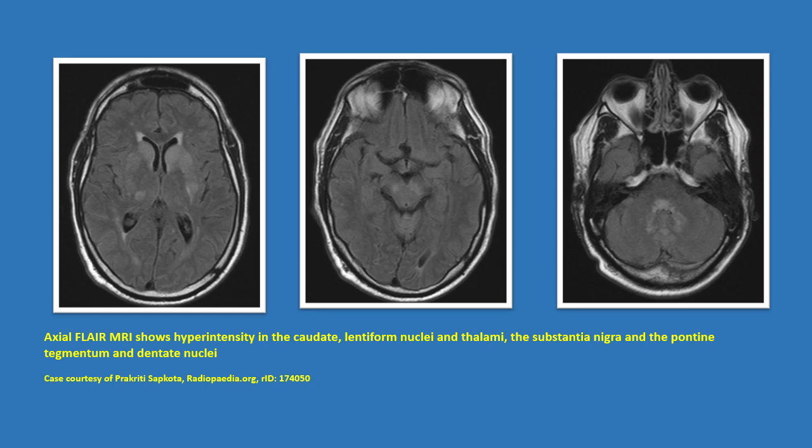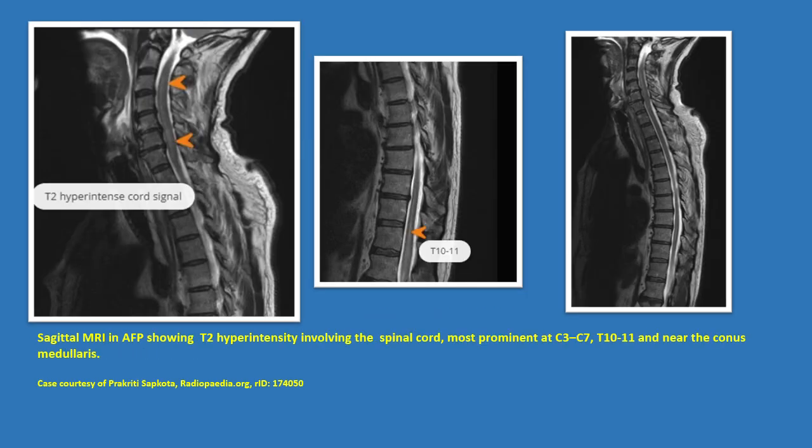This is axial FLAIR MRI showing hyperintensity in the caudate, lentiform nuclei and thalami in figure 1, in the substantia nigra in figure 2, and in the pontine tegmentum and dentate nuclei in figure 3. This is sagittal MRI in AFP showing T2 hyperintensity involving the spinal cord, most prominent at C3-C7 in figure 1, T10-11 in figure 2, and near the conus medullaris in figure 3.